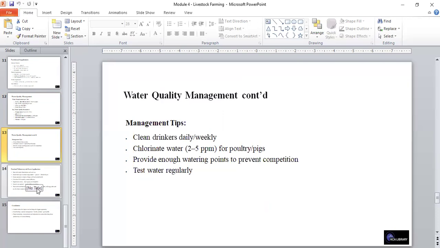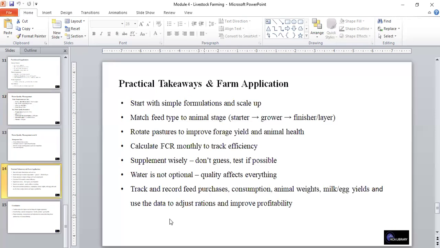Water quality management continues to maintain good, clean water. Drinkers should be cleaned daily and weekly. Then chlorinated water for poultry and pigs. Also provide enough watering points to prevent competition. Then test water regularly.